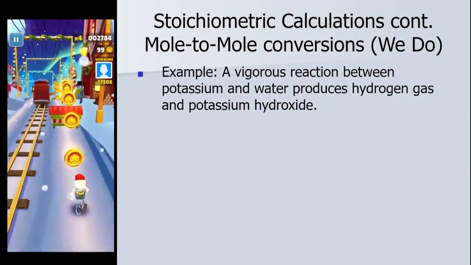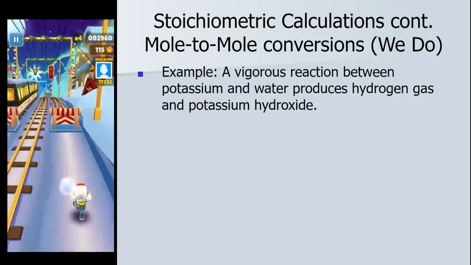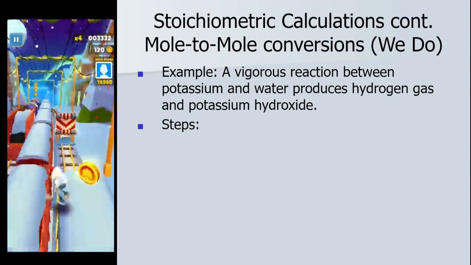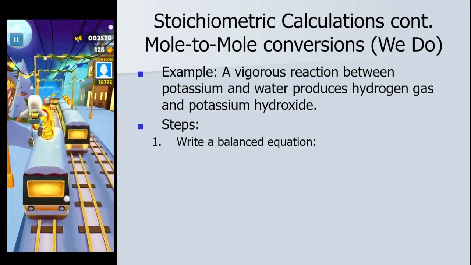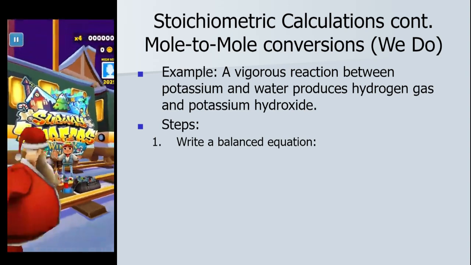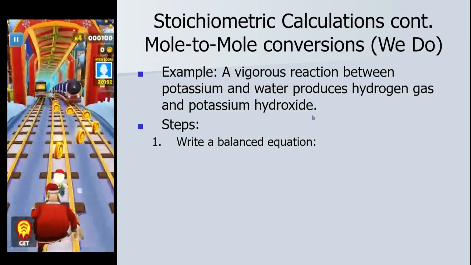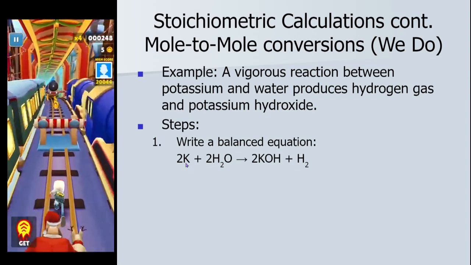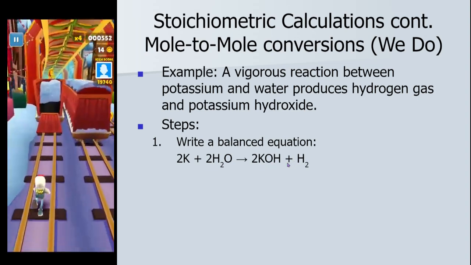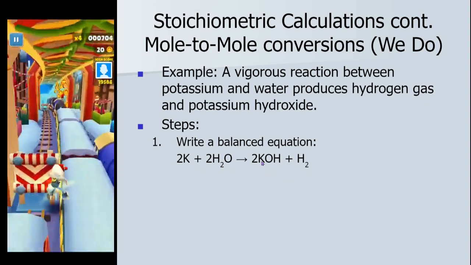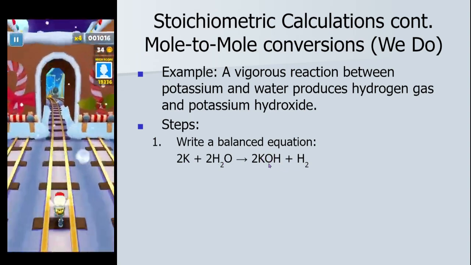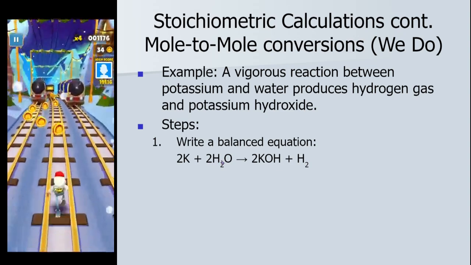We will be diving into our first example problem: a vigorous reaction between potassium and water produces hydrogen gas and potassium hydroxide. Our first step will be to write a balanced equation. Now we know that we are reacting potassium with water, which will yield us K plus H2O, and when combined they will make KOH plus H2. To balance this equation, we will put 2 in front of potassium and KOH to get the same amount, as well as 2 in front of the H2O.